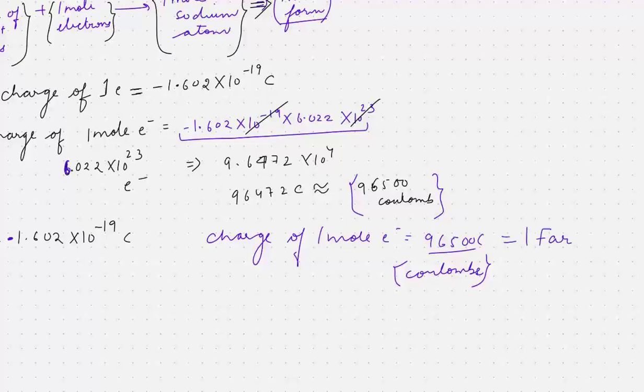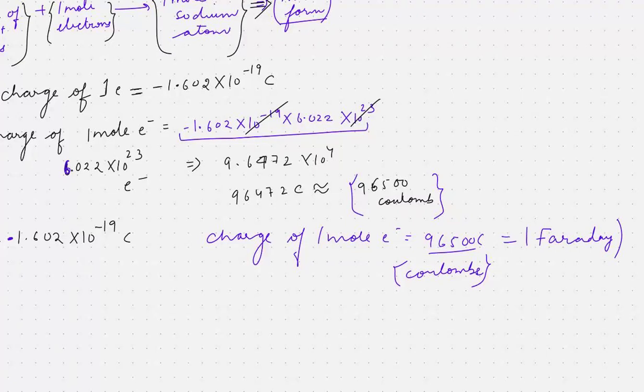So you understand that this charge of one mole of electrons, which is 96500, is called one Faraday. Faraday was a scientist, Michael Faraday was his full name. For the very first time, he calculated the charge of one mole of electrons, and it is going to be 96500 coulomb. Are we understanding this part? So the bigger unit of charge is what?